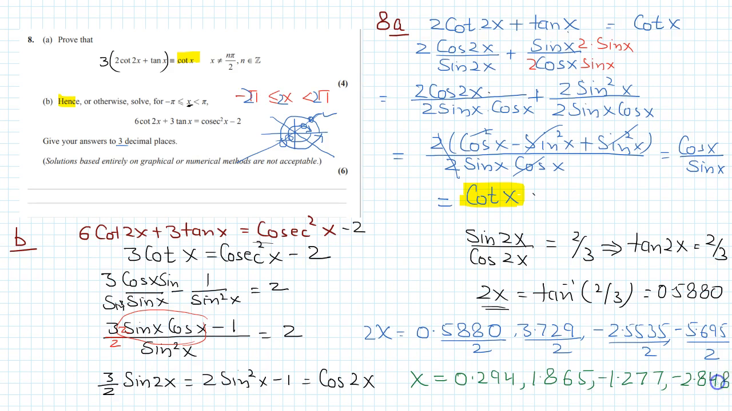2.8475 is 8. So these are the values of x: 1, 2, 3, 4. These are positive values, and these are negative values.